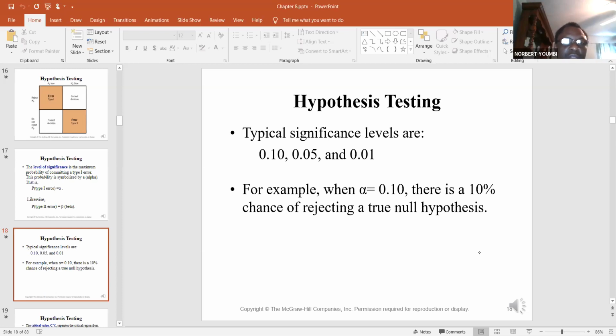When you get your test from the hospital, for example, and they say that you are positive, what are the chances that that result is wrong? You don't want it to be 80%. You would rather want it to be 1% or 5%.